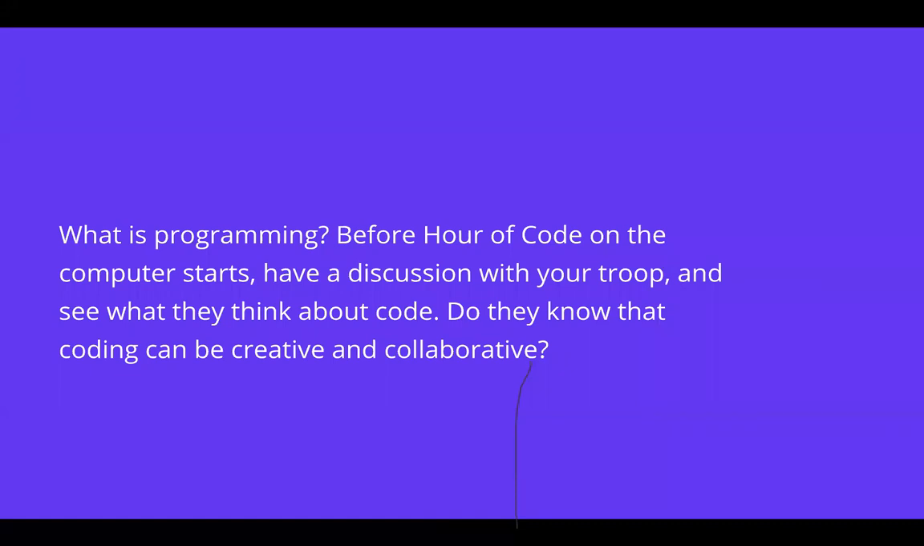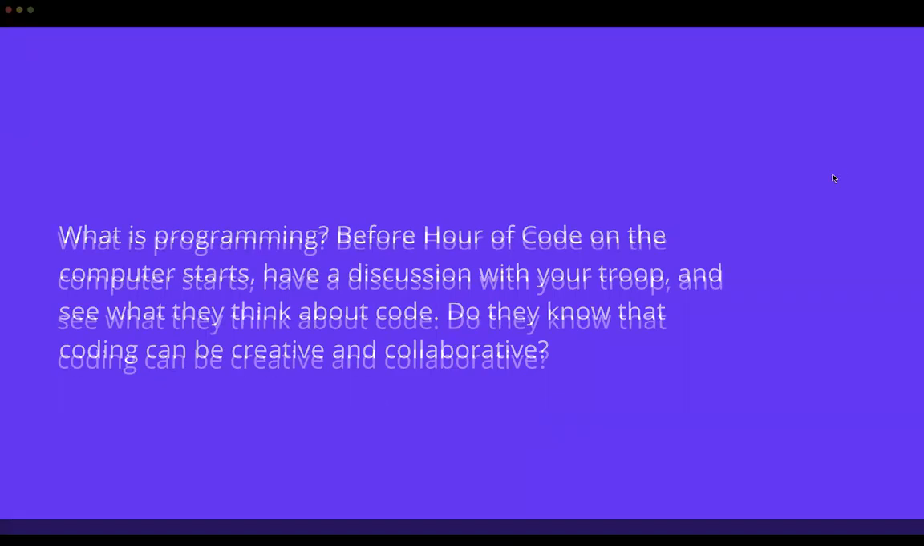So the first unplugged activity isn't even an activity, it's just a conversation. And all of the tutorials are going to have prompts to discuss before the tutorial starts, but it doesn't have to be that specific. It can just be about what do they think about code, what do they think about programmers, what do they think coding can make, and just kind of get them in the mindset that coding can be creative and collaborative.